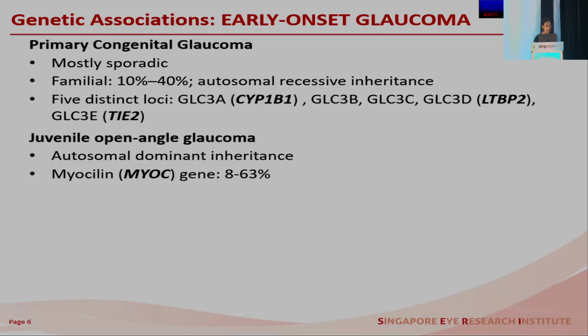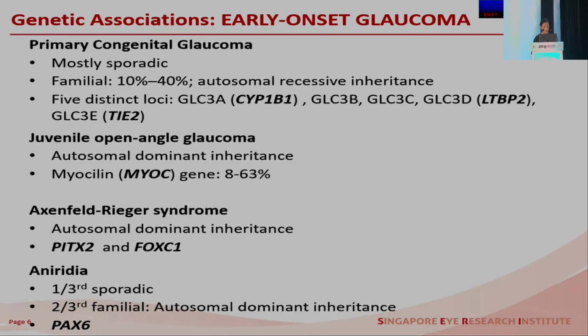JOAG, on the other hand, occurs from the ages of 3 to 40. They follow an autosomal dominant inheritance, and the most common gene implicated is the myocilin gene. Axenfeld-Rieger and aniridia are examples of developmental glaucoma, and they have an autosomal dominant inheritance pattern.